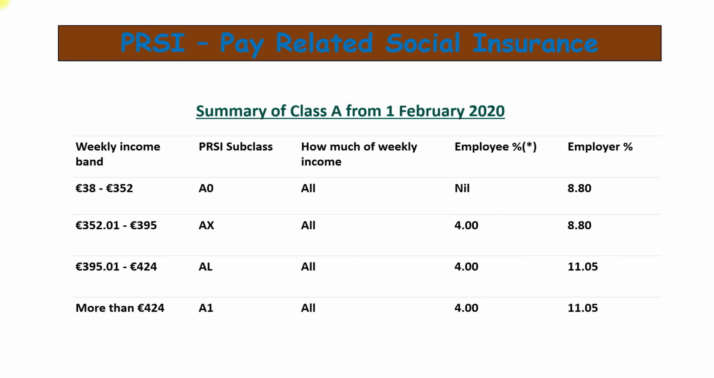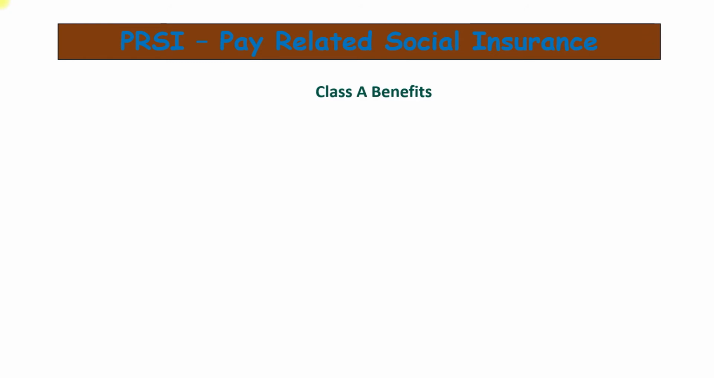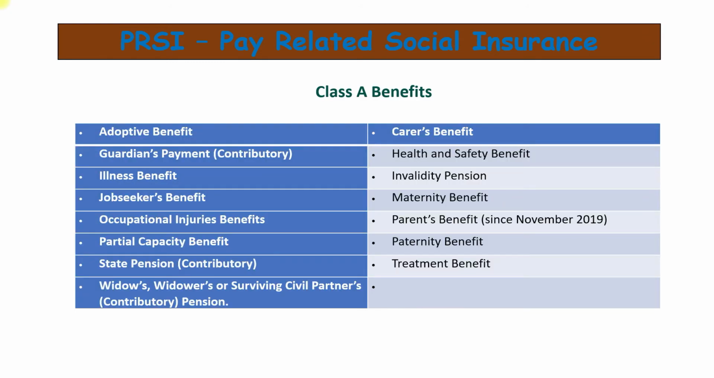Within Class A, there are a number of subclasses, and these are based on the amount of the gross. Paying PRSI overtime means that the employee is entitled to the benefits shown. Self-employed people are on Class S, and there are a lot fewer benefits available to them.